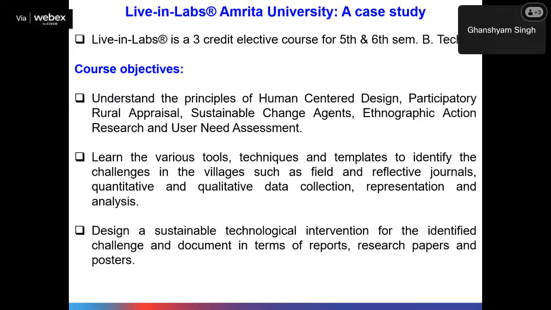So initially they identify the challenges which are with the villages or the people associated with the remote location. Then they have to come up with a design, a sustainable technological intervention for the identified challenges, and to produce documents in terms of reports, research papers, and posters.